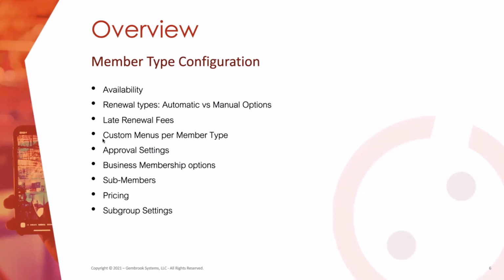We'll also go over a little bit of custom menuing. You can actually set up customized menus for each member type. So if you have something in your organization like gold level or sponsor level, you can create unique navigations for each membership type. That's not something that gets used a lot, but it is a powerful tool if you want to encourage navigation to different locations for different members.